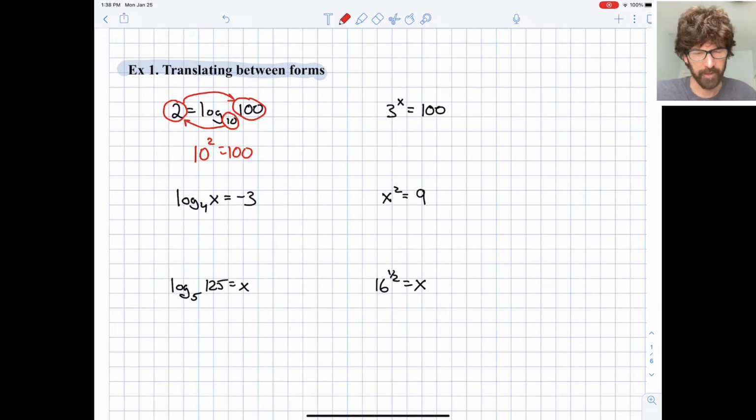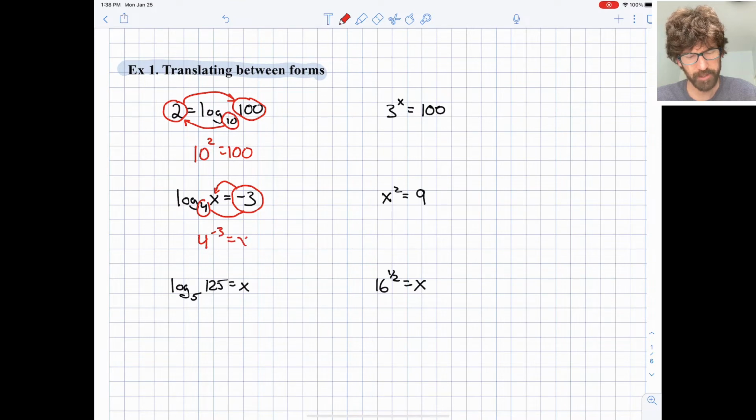Okay. Next one, log base 4 of x is equal to negative 3. Similarly, the base raised to what the logarithm is equal to is then equal to what we're taking the log of. So we can write this as 4 to the negative 3 is equal to x, and we could solve for x if we wanted to figure out what 4 to the negative 3 is.